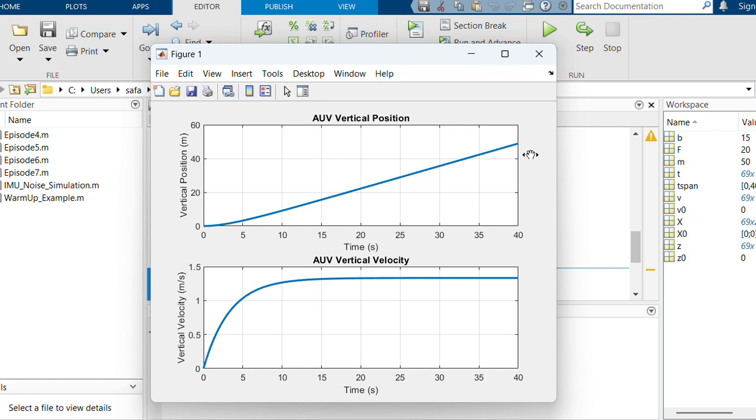Today, we reviewed several MATLAB tools that will be used throughout this AUV series. We learned the difference between scripts and functions, introduced ODE45, and visualized system behavior using plots and subplots. These concepts form the foundation for more advanced AUV simulation. In the next episode, we will continue building a more realistic underwater vehicle model.